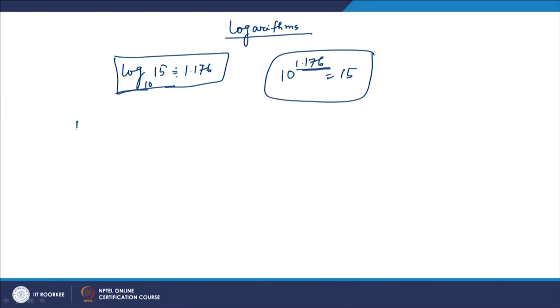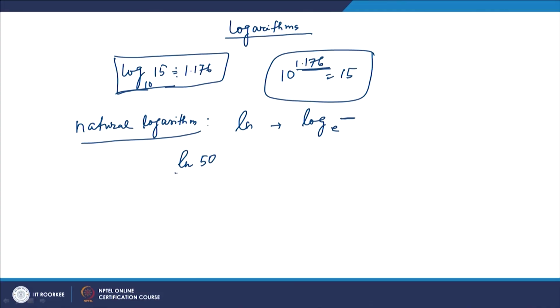Then you also have the natural logarithm, in which the base is e. In that case we call it ln, or you also call it log e. So, you will have any number. Now, what we see is that this number, 2.71828 and so on, has to be raised to some exponent so that you get a particular number.